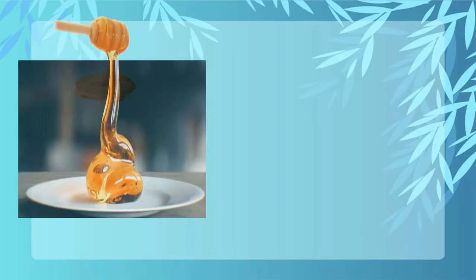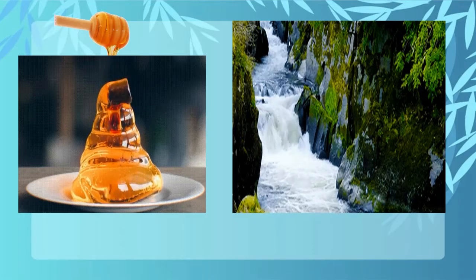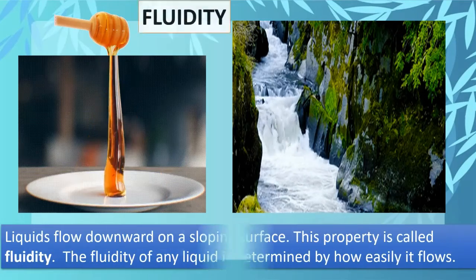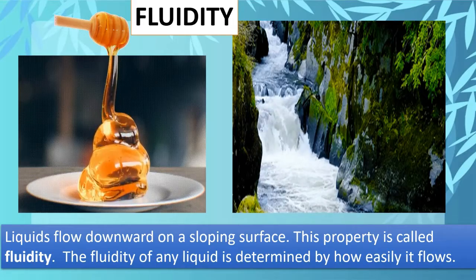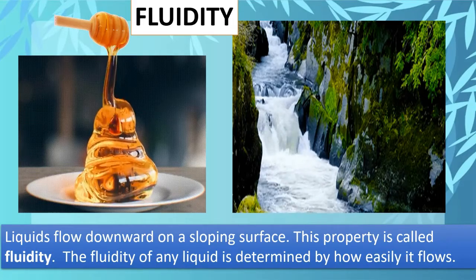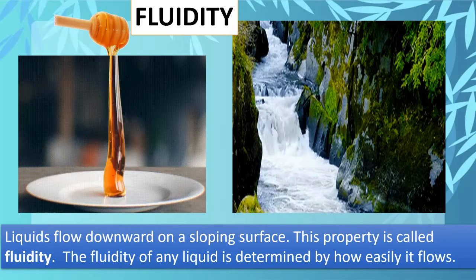Next, here you can see that the honey is flowing. At the same time you can see water also flows. So the liquids, normally we talk about liquids, flow downward on a sloping surface. This property is called fluidity. The fluidity of any liquid is determined by how easily it flows.